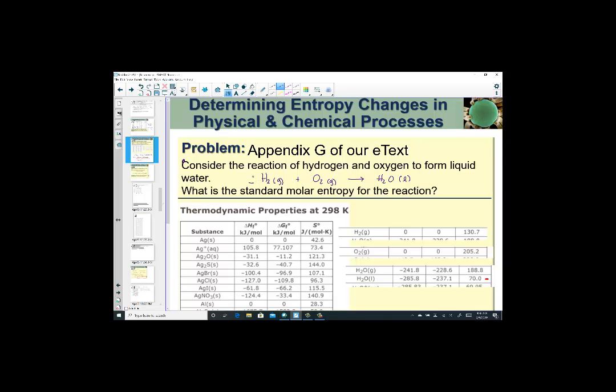We'll balance this quickly with a 2:1:2 molar ratio. So this is the reaction. We're being asked to calculate the standard molar entropy for the reaction.